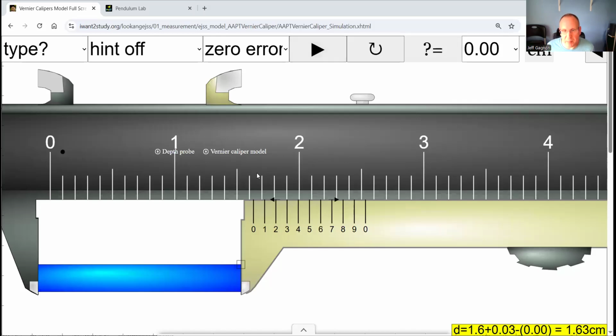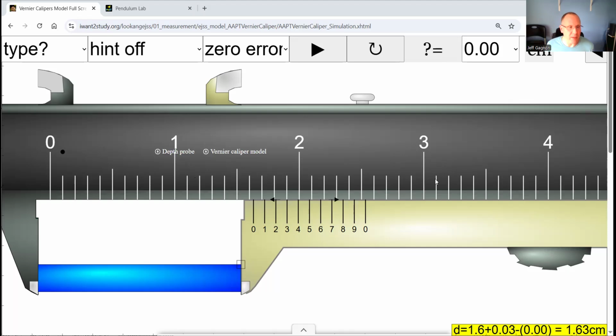If you notice, there are basically two scales on a vernier caliper. You have the main scale, which goes along the vernier caliper, and this is in centimeters. And then you have another scale, which is called the vernier scale, which just goes from 0 to 9. This is on one of the jaws that moves. So this is the vernier scale, and this is the main scale.